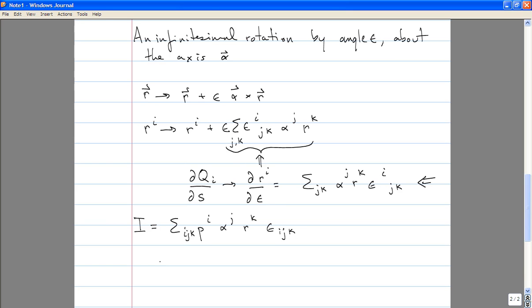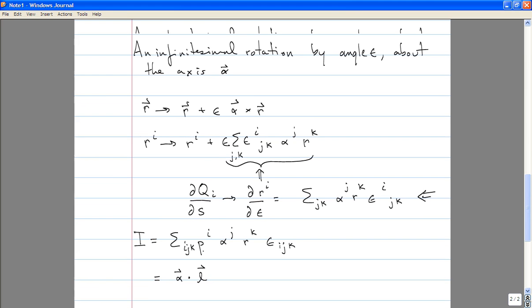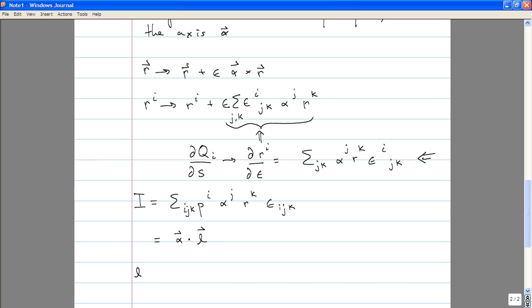Or using vector notation, that would be alpha dotted into the vector L, where L is the vector r cross p, or in index notation, L_i would be equal to epsilon_ijk r_j p_k.